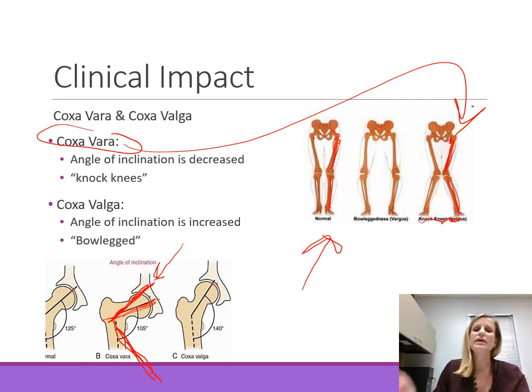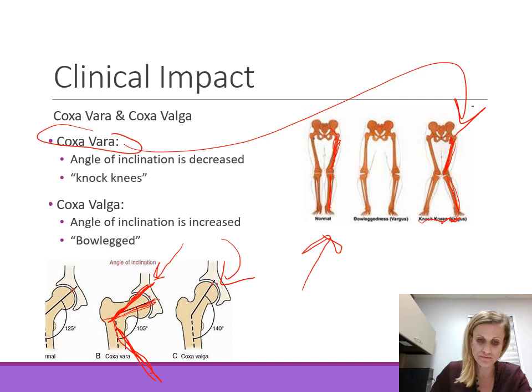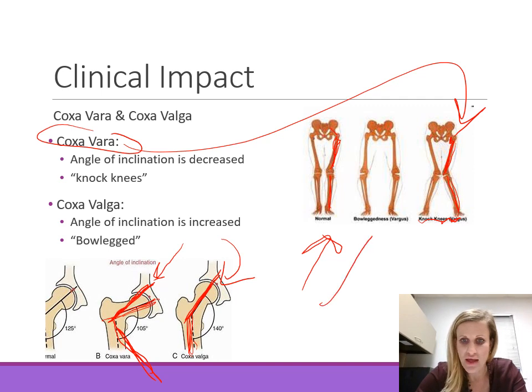Coxa valga is the opposite. Coxa valga is when the angle of inclination of the femur is increased. And this is what you see right here. So now there's less of a bend. The proximal end of the femur is more vertical and less horizontal. That results in what we would colloquially call bow-legged. And that's right over here.